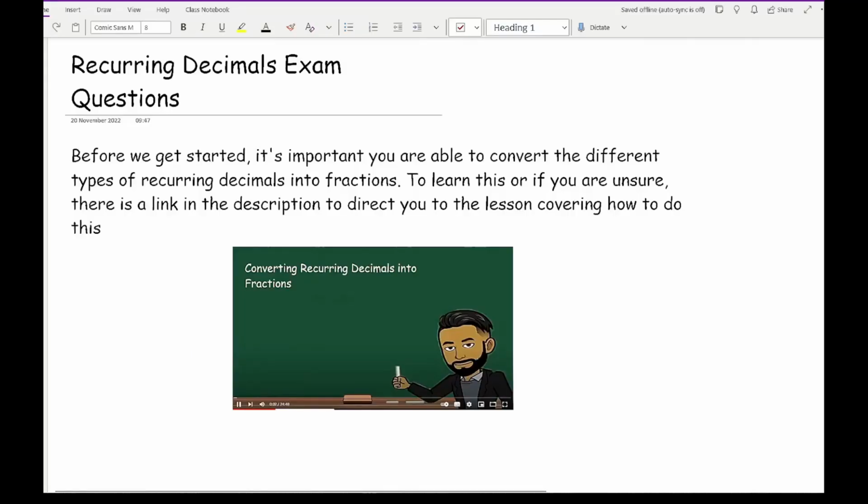Now before we get started, it's really important that you're able to convert the different types of recurring decimals into fractions. Now to learn this, or if you are unsure, there is a link in the description to direct you to the lesson covering how to do this.